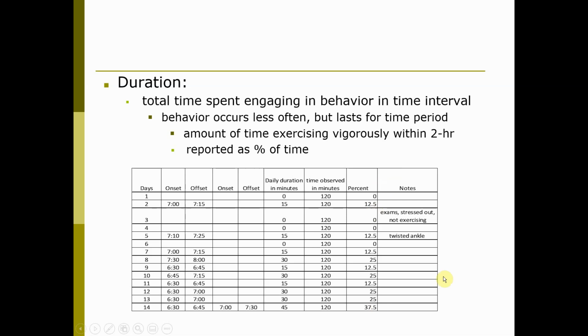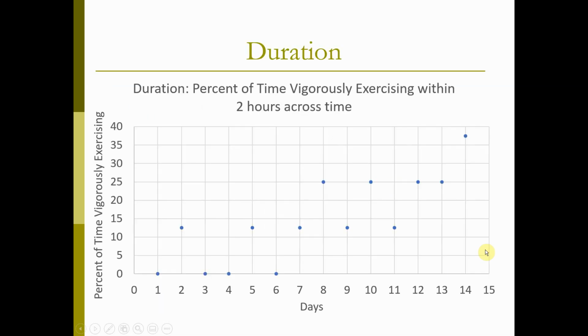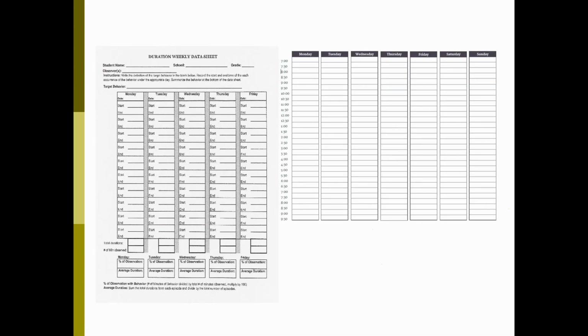So we have these percentages, and then on the next sheet we have essentially the same data that appears in a graph so that we can see how the behavior has changed across time. So now we only have dots here, but this could also be done as a line graph to see how behavior changes across time. So in Moodle, I will post some more examples of some ways to track duration across time.